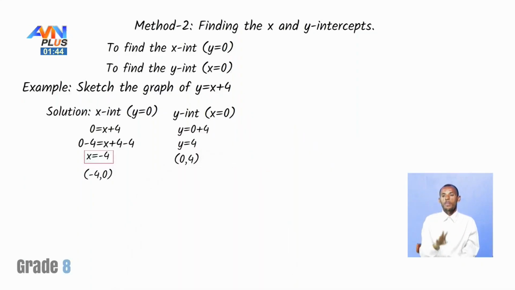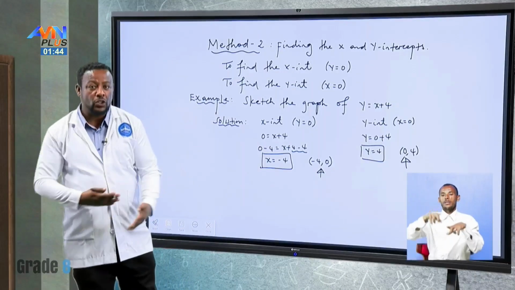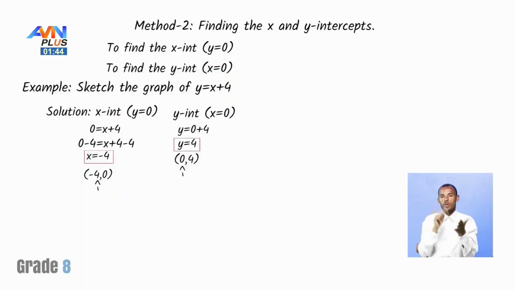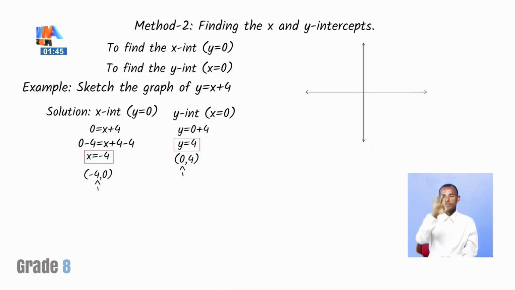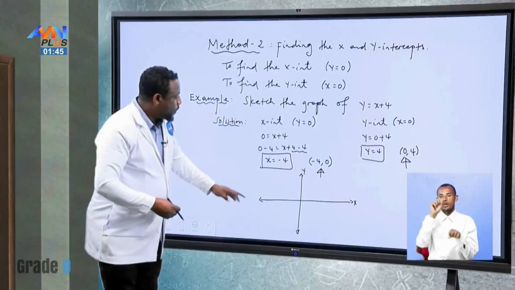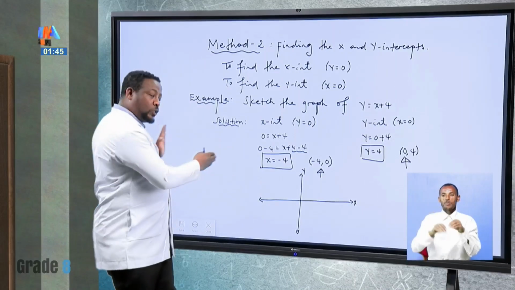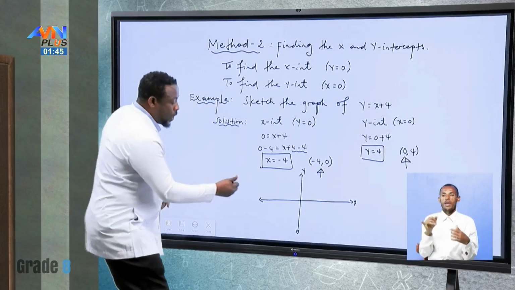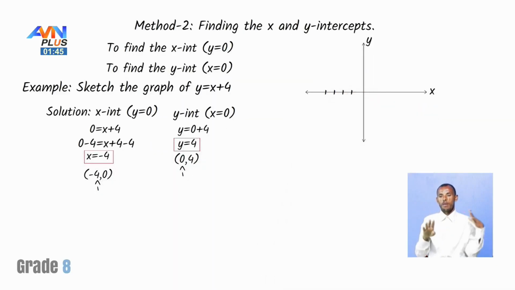Okay, now we have the x-intercept and the y-intercept. So using these 2 points, we can construct a straight line passing through these 2 points, right? So roughly the vertical line is the y-axis and the horizontal line is the x-axis, okay? So x is equal to minus 4 means you need to move 4 units to the left of the y-axis. So roughly you can count 1 up to 4 and put minus 4.